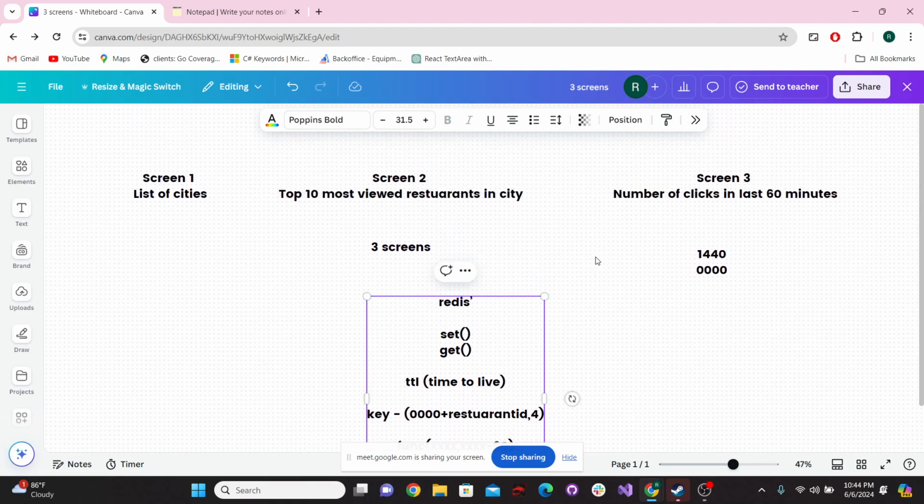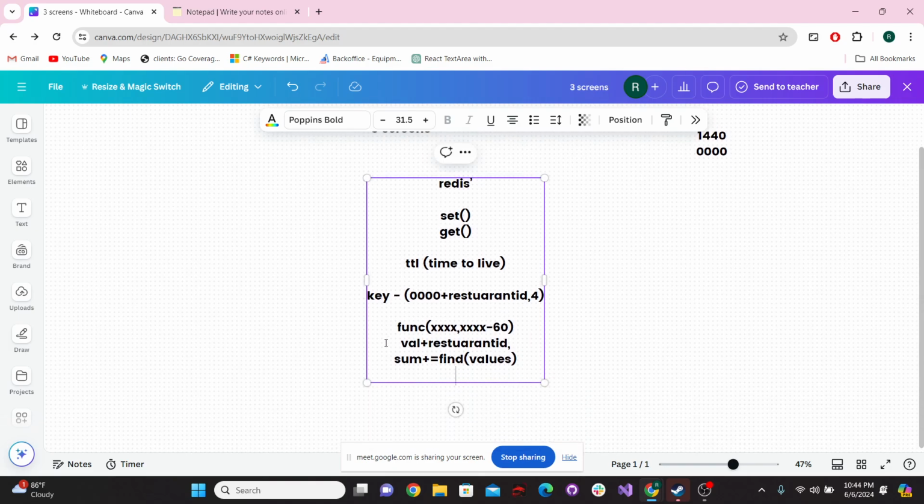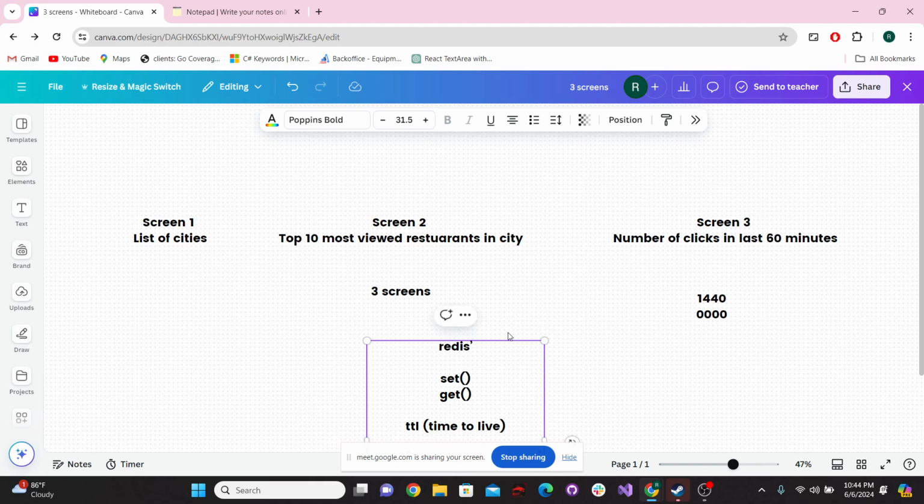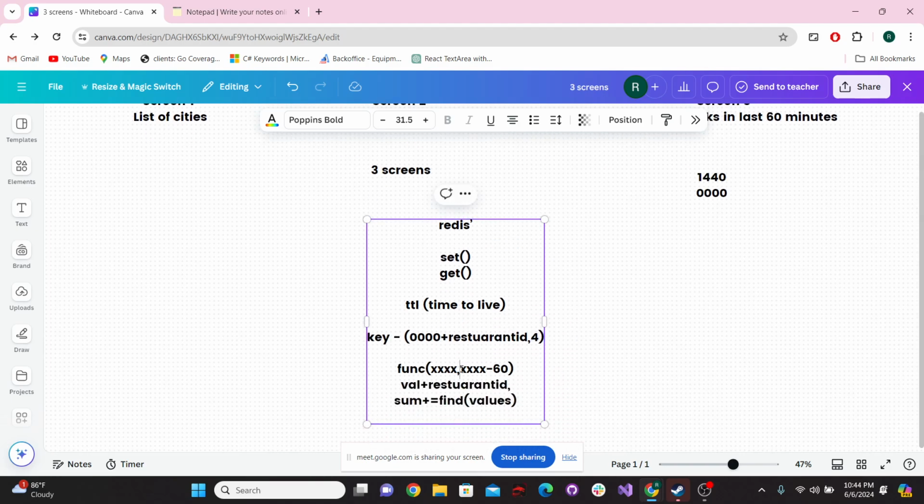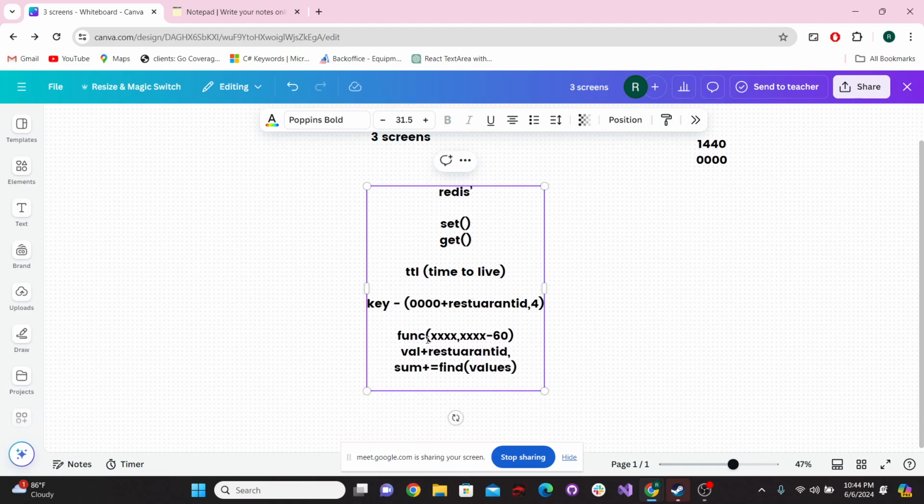What is val here? Val is the timestamp. So like I said, if the time is xxxx, then what I do for the last 60 minutes, I go from xxx minus 60 to xxxx, right? And val is the timestamp plus restaurant ID. Like I already mentioned to you, it stores the key value like this, key and then value. So it goes from here to here.